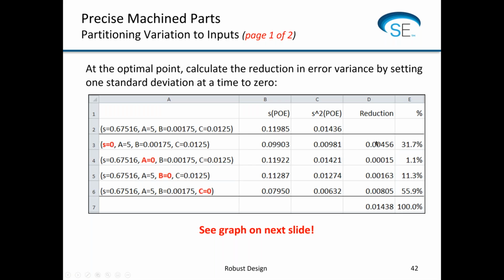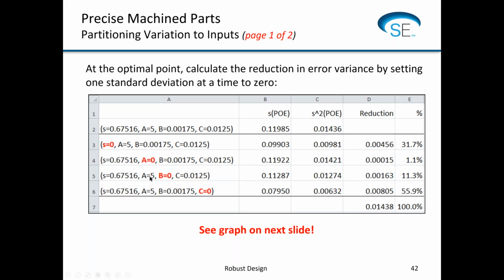Okay, so if I set S to 0, I can see that the variance is reduced by 31.7%. So a lot of the variation seems to be background noise, experimental noise that's not accounted for by variation in the X's, and it's not accounted for by my model. If I set the standard deviation for A to 0, I can see that accounts for 1.1% of the variation. So spending money on better control of A isn't going to help. If I could control A perfectly, I can only reduce the variation by 1%. So it doesn't make any sense to spend money on A.